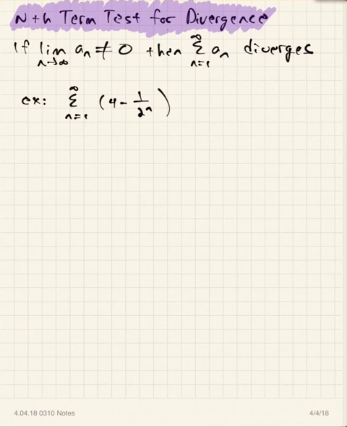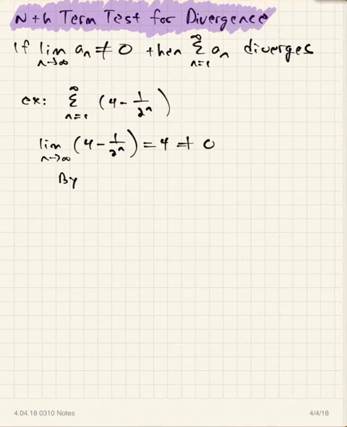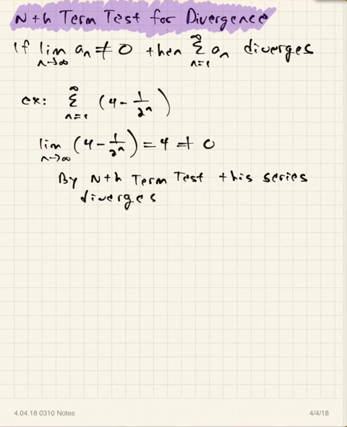Using that nth term test like I wrote above, if I take the limit as n goes to infinity of this nth term, I get 4, which is not equal to 0. So by the nth term test, this series diverges. It does not have a sum. Now please do not confuse this with a sequence. A sequence is a different beast altogether.